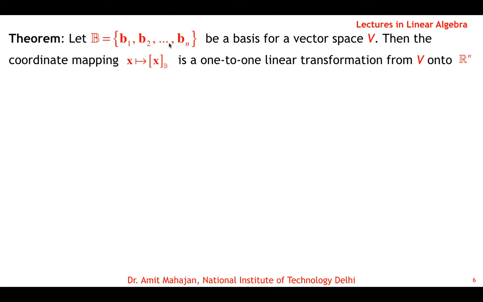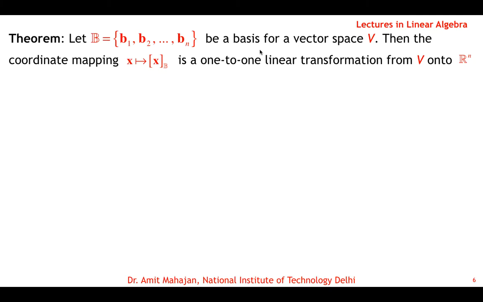Let B be a basis for the vector space V, then the coordinate mapping x to the b coordinate of x is a one-to-one linear transformation from the vector space V onto Rn, okay. So we already said that this is a linear transformation from V to Rn, but now we are going to prove that, first, it is a linear transformation. Second, it is a one-to-one transformation, and also it is an onto transformation, okay. So this coordinate mapping is a linear transformation, one-to-one as well as onto.